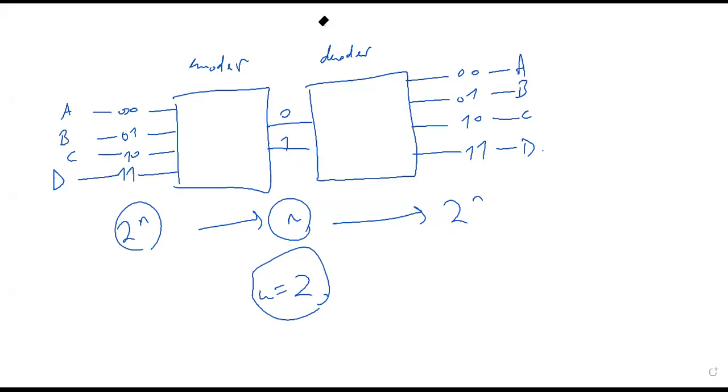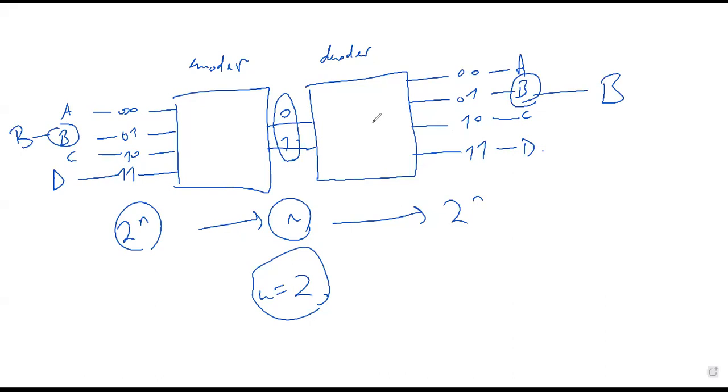Now, how decoding goes is exactly the opposite of encoding. We now have n inputs and 2 to the power of n outputs. So if I have a 01 here, my decoder will align my 01 here, and I know I will receive information B. Here, I know I've sent information B. That's how the two work.